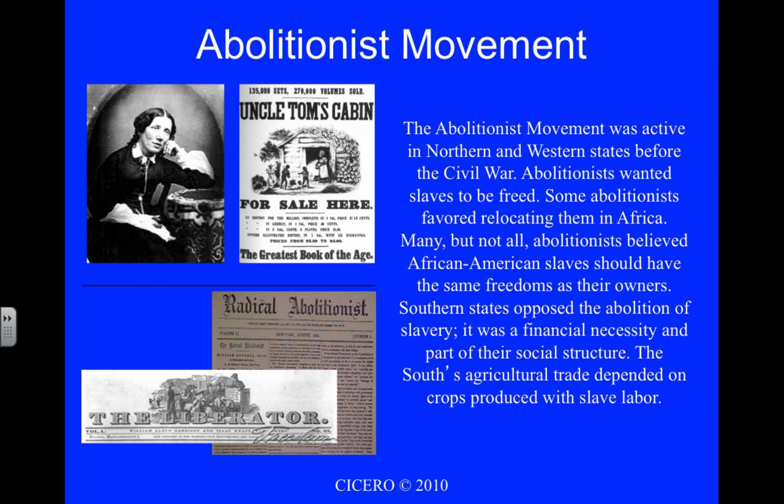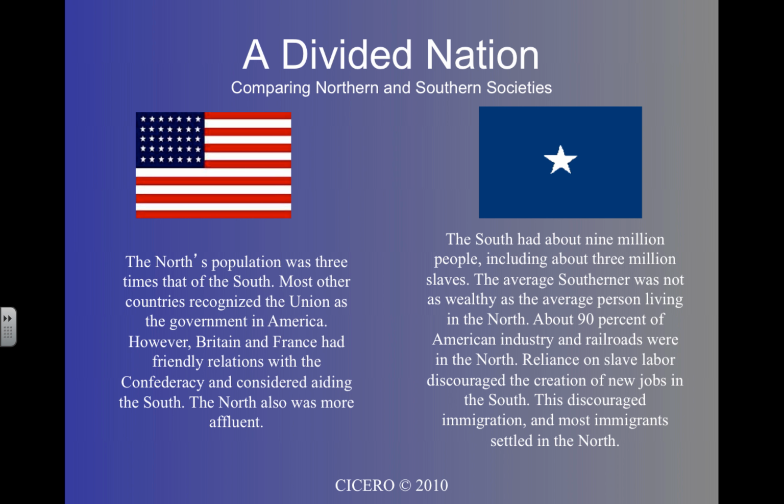As it talks about in here, many but not all abolitionists believed African American slaves should have the freedom of their owners. Southern states opposed the abolition of slavery because they said they needed it to keep their farms operating. It was a financial necessity. The South depended on that slave labor.